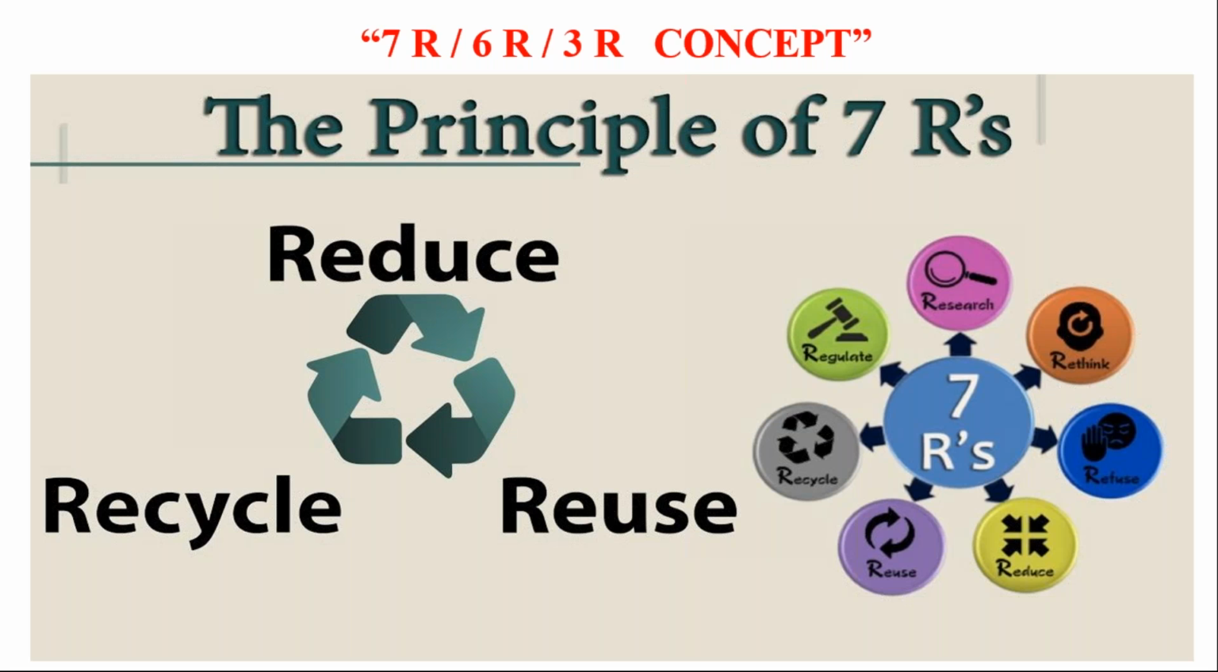So when we are talking about the 3R principle, that is reduce, reuse and recycle. These are the main 3 R's. Each and every R represents some points. That is why it is called the principle of that number of R's. So that may be the 3R, 4R, 5R, 6R or 7R principles, and depending on the conditions, we can apply these principles.